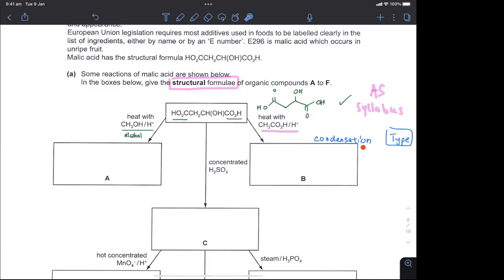When you form amide, it's called condensation. Type of reaction, not the name of reaction. Careful, yeah? The type of reaction here is also called condensation. But yes, you are forming ester. Formation of ester is called condensation reaction.